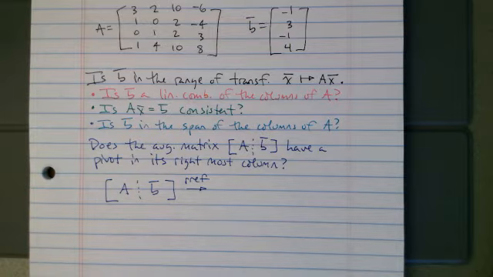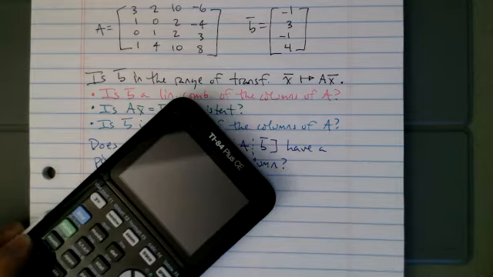Any questions? Cool. So put all that stuff into an augmented matrix and find the reduced echelon form. I recommend using a machine to do it.